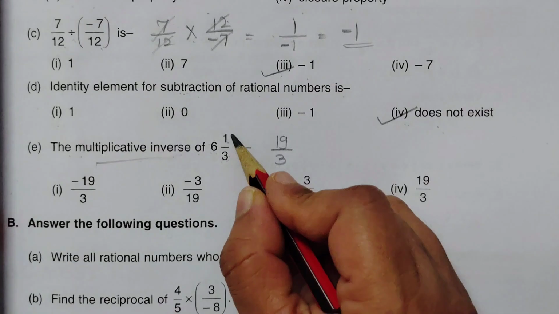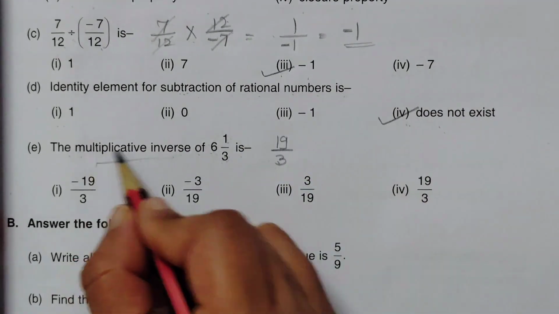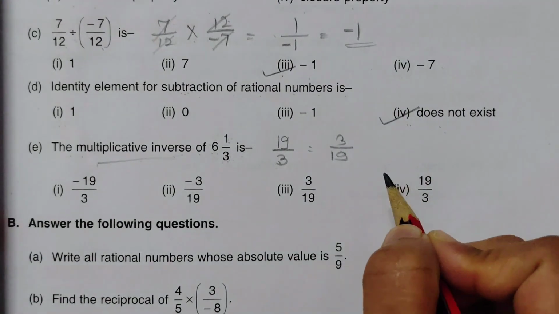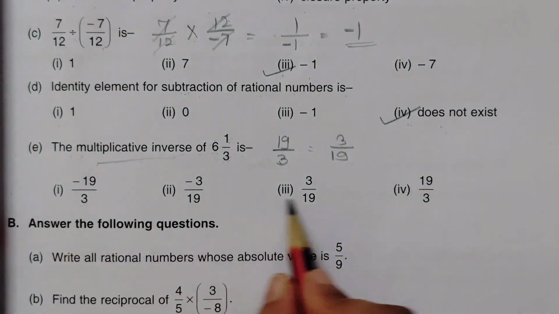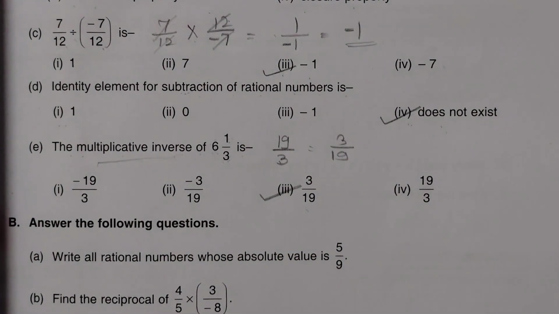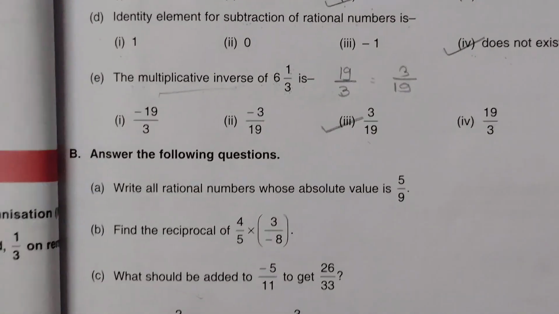So 6 3s are 18. 18 plus 1 is 19. So we get 19 upon 3. And for this we have to write the multiplicative inverse, which is 3 upon 19. So where is 3 upon 19? See, third one. So this is the answer. Got it? Now next question.